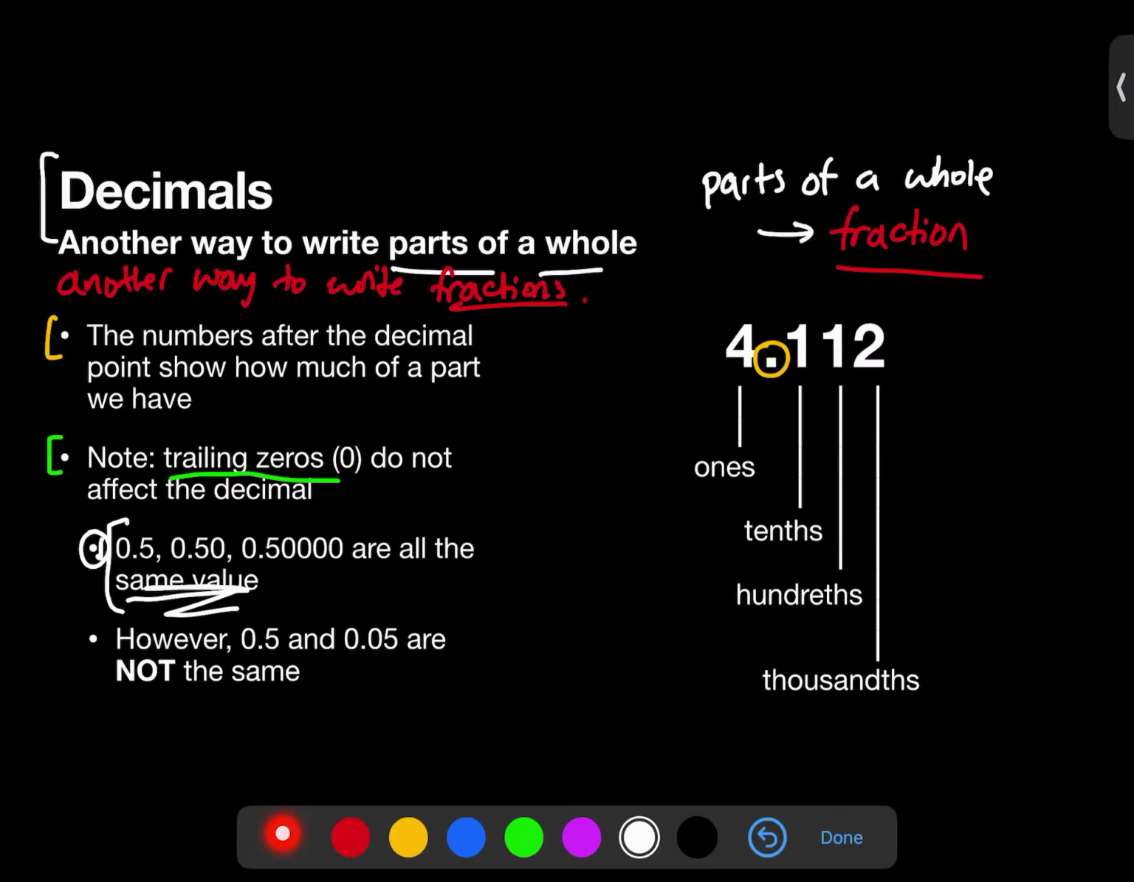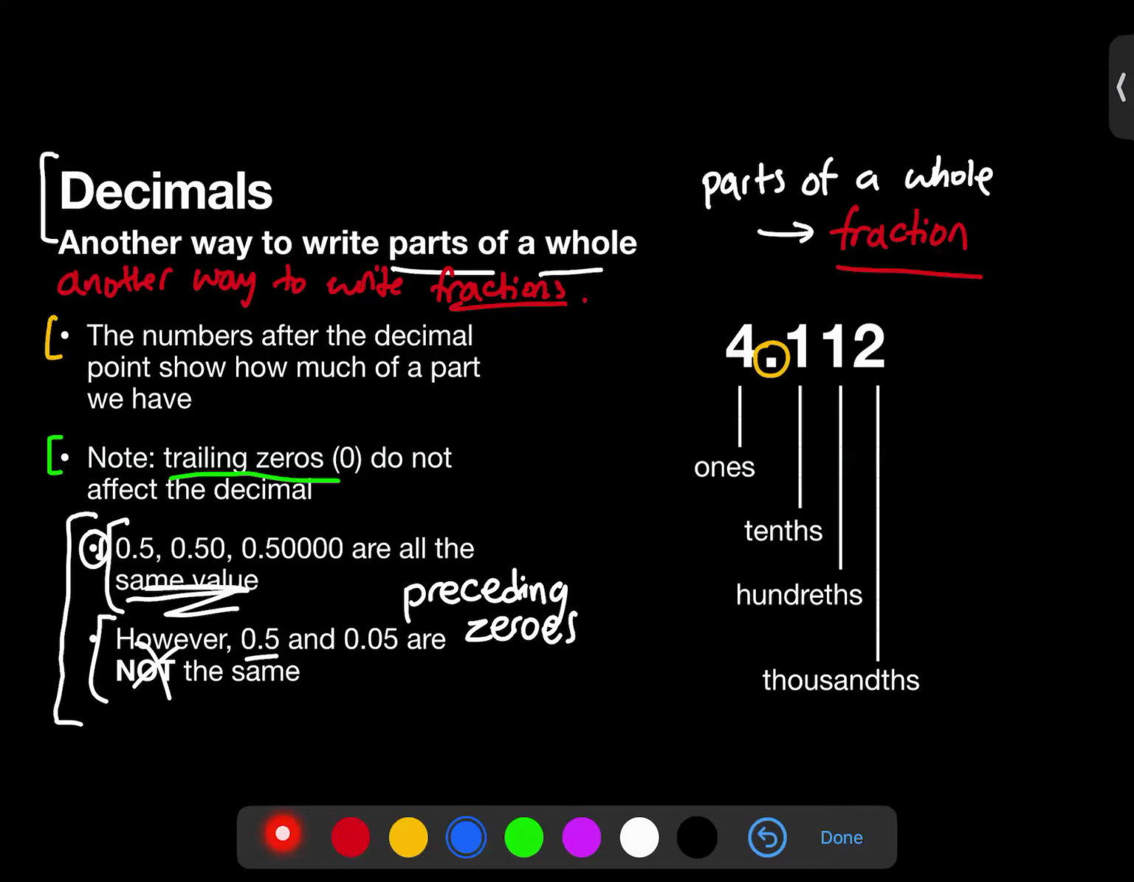However, preceding zeros do affect the decimal. So for example, 0.5 and 0.05 are not the same. So this is something very important to understand first before we continue with decimals. So does everyone understand that so far? Yes, okay, good.